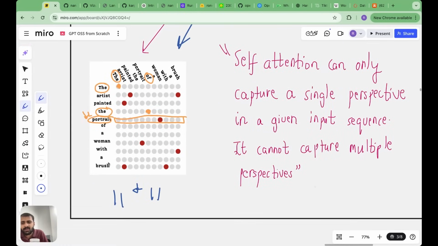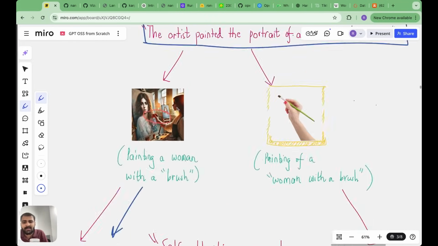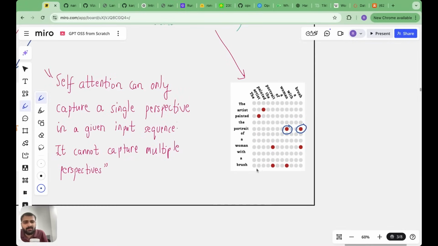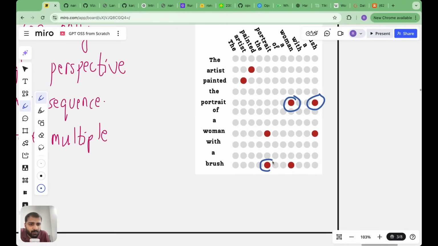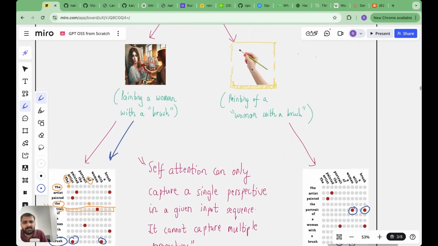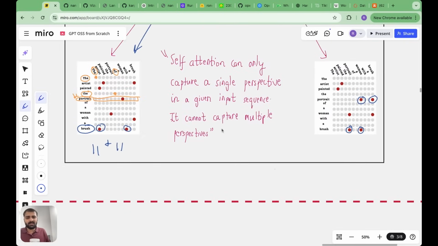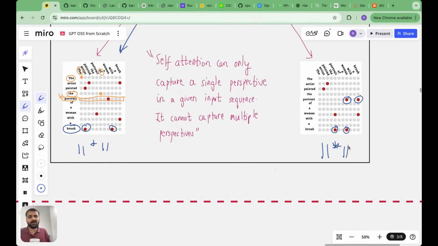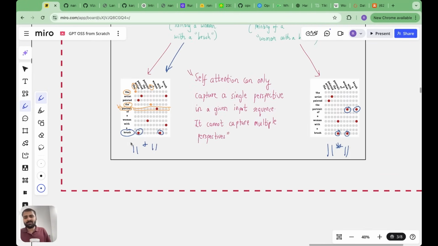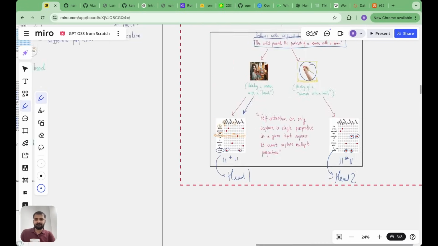If you look at brush here, it has an attention score with artist and with. That's fine, which means the artist is using the brush. But this brush has also an association with portrait and woman, which means that the brush is present in the portrait itself. So what I'm trying to illustrate here is that both these attention score matrices are 11 comma 11 matrices. But this is captured by head number 1 and this is captured by head number 2. That's why multiple heads are introduced so that they can capture different perspectives.